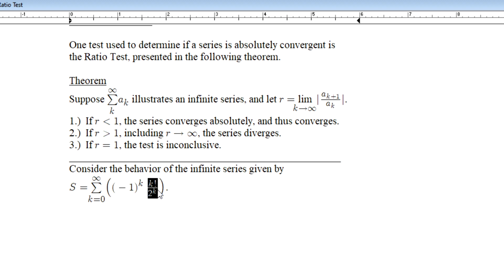The other thing we might point out about this series is this quantity right here, given by k factorial over 2 to the kth power. 2 to the kth power we're familiar with as a functional type of behavior. That is a power behavior, a power of 2 behavior. Whereas k factorial may not be so familiar to us as a type of functional behavior.